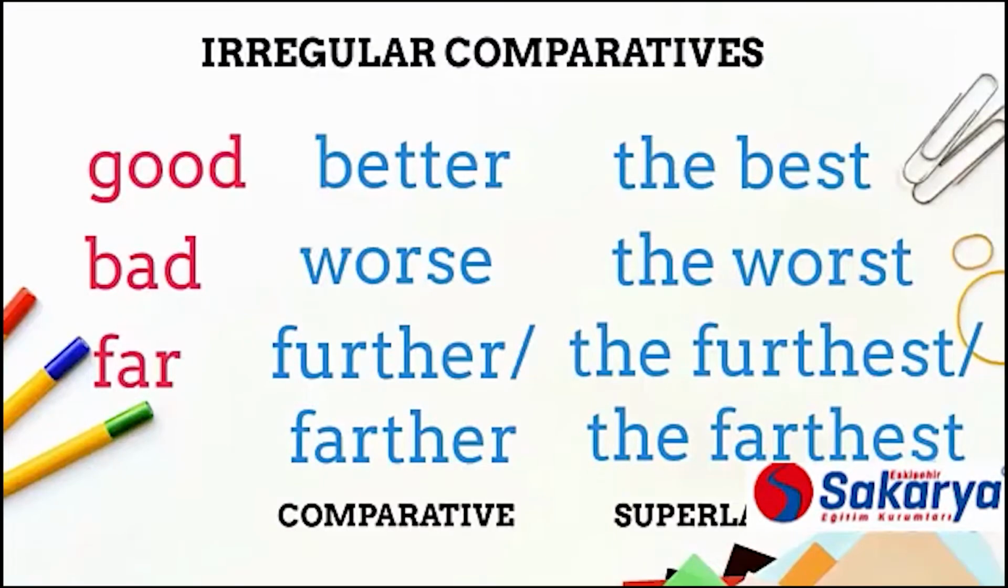Okay, here we have irregular comparatives. We have good, better, the best. Bad, worse, the worst. We don't have baddest, no, we have worse, the worst. Far, farther, the farthest. Okay? Keep these adjectives in your minds, please.